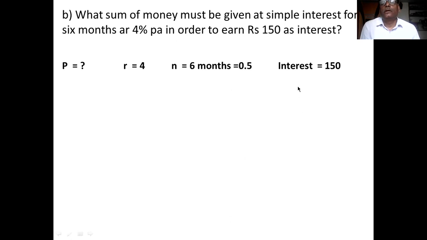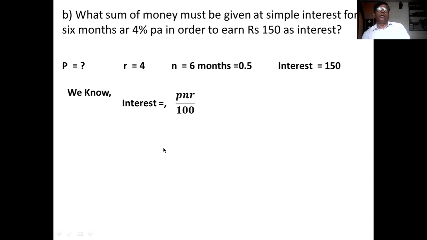Then interest. Interest in this problem is 150. This is the given information. On the basis of this, you calculate principal. We know interest is equal to PNR divided by 100. This is our equation. You fill the available information in the equation.